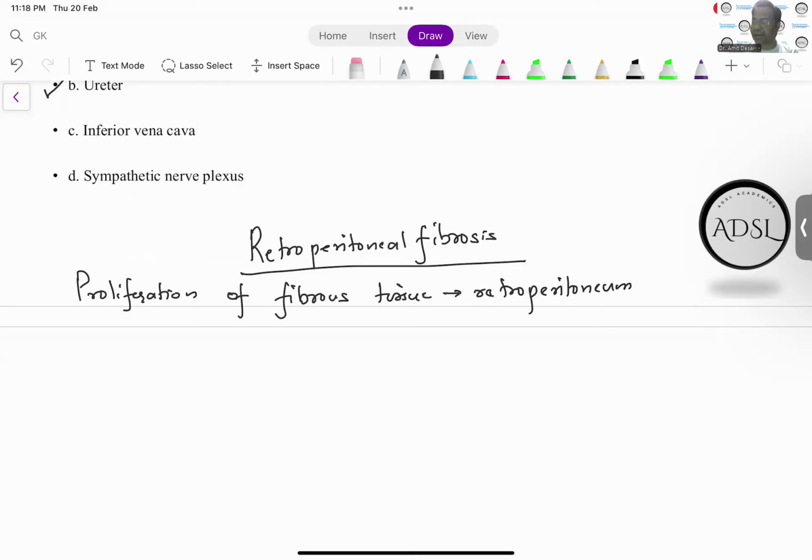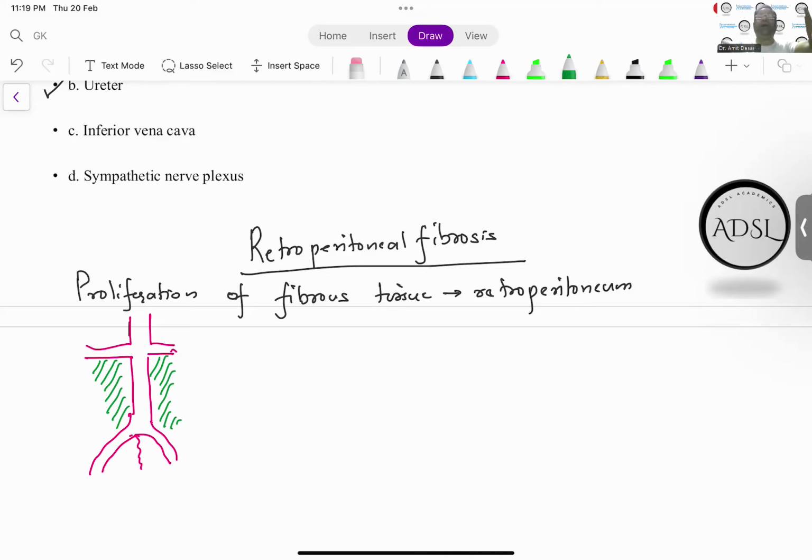All right, and it occurs, from where, if you see, these are the renal arteries. And this is the bifurcation of the aorta into the iliac arteries. And this is the sacral artery. So you will see that this retroperitoneal fibrosis occurs in this particular area. Right from the bifurcation of aorta upwards up till the renal artery. Now this is where it happens.